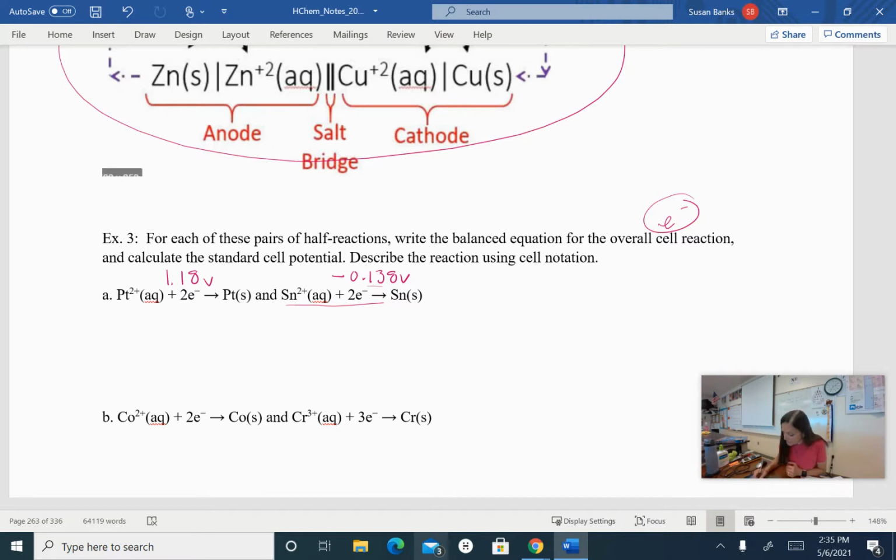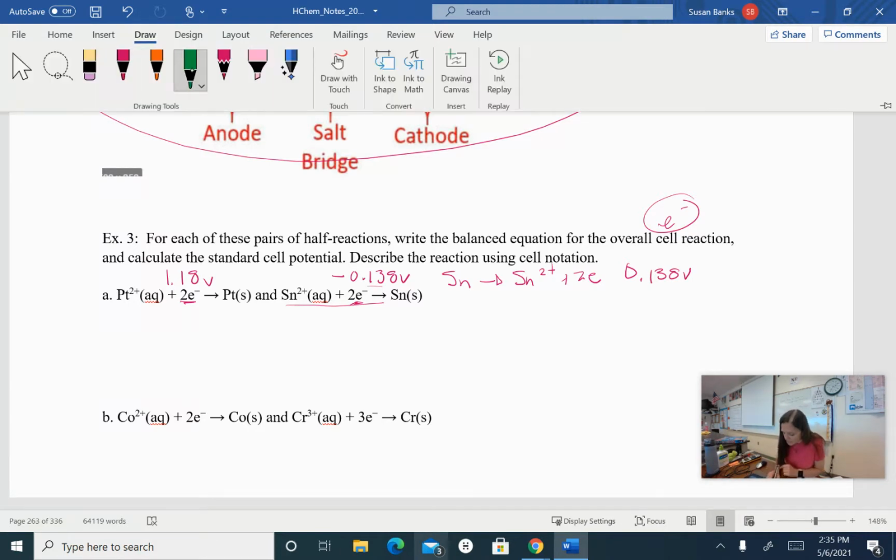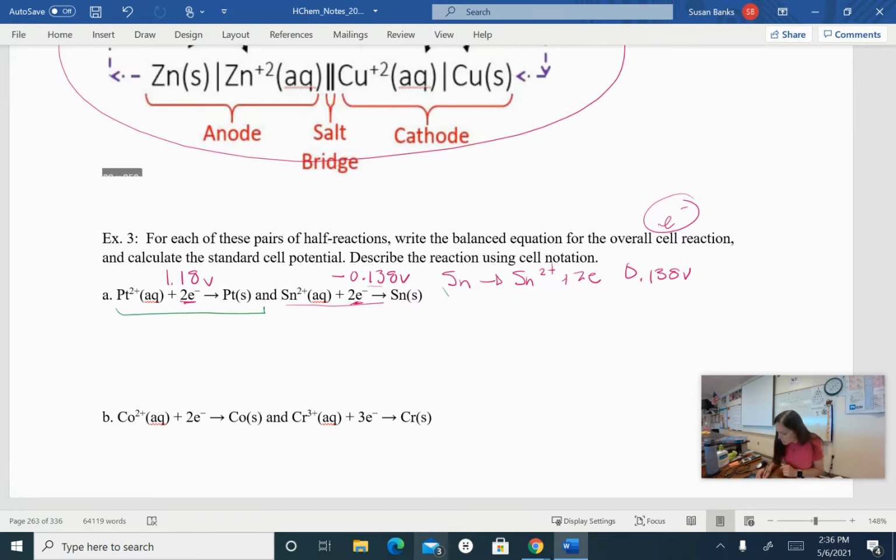So we're actually going to have tin solid going to tin plus two electrons, and that will give us a positive 0.138 volts. Now notice we have the same amount of electrons coming and going, 2 and 2. So when we match this equation with this equation, these electrons are on opposite sides of the reaction arrow, so they basically cancel out.